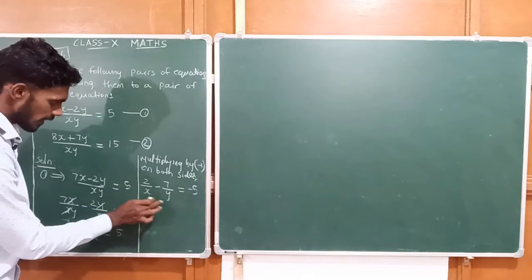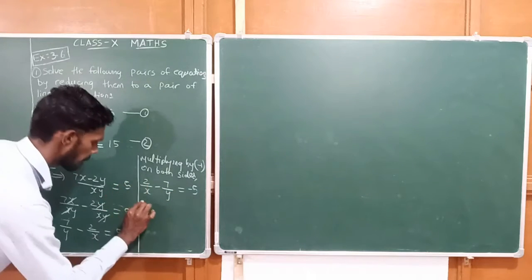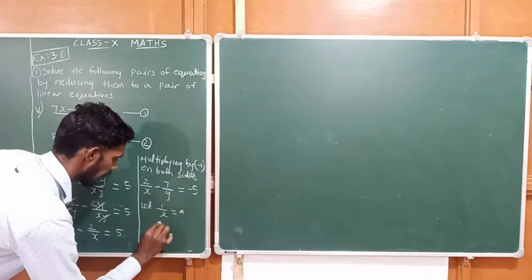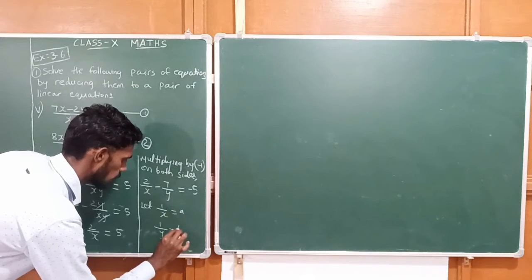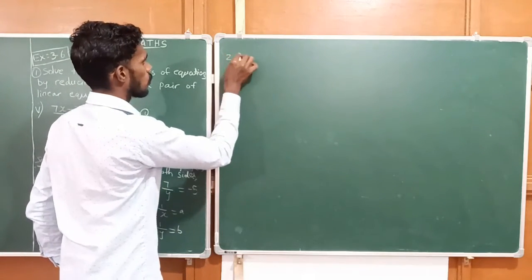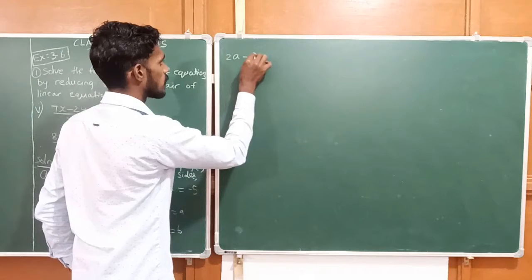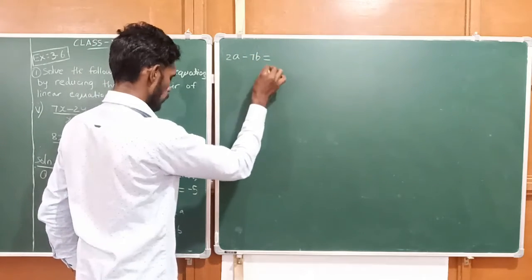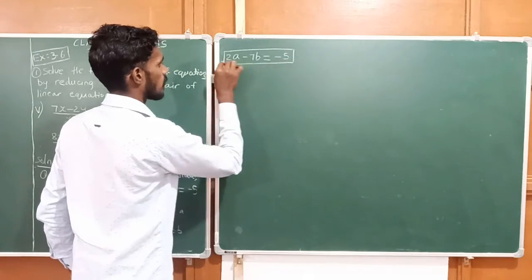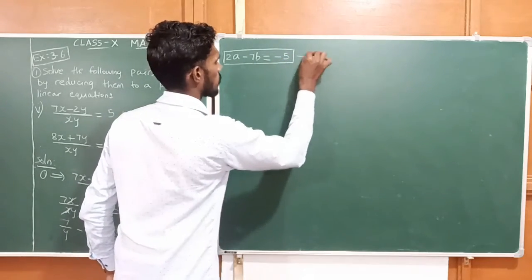Then in this equation I am going to substitute 1 by x is equal to a and 1 by y is equal to b. So this equation becomes 2a minus 7b is equal to minus 5. Mark this equation as number 3.